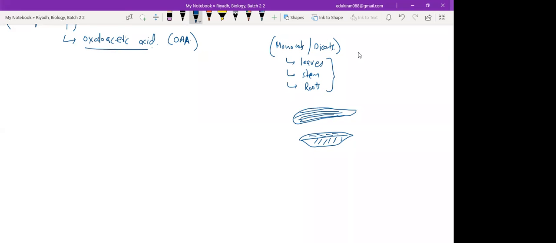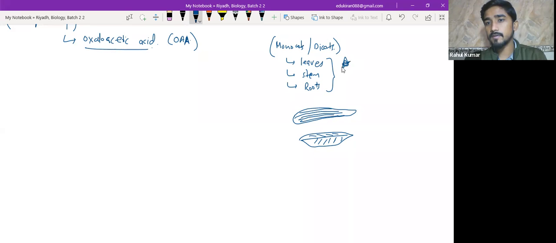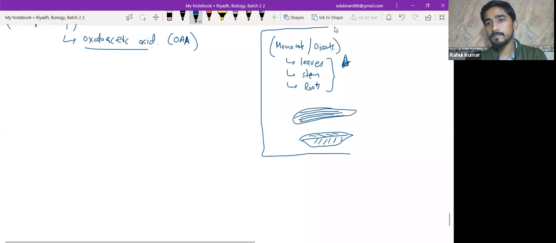Also, there's a difference in roots. So you figure out what is the difference. This is your assignment for today. Okay. Now, keeping this aside, let's come to here.